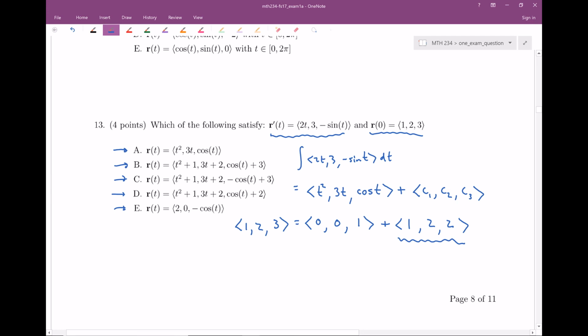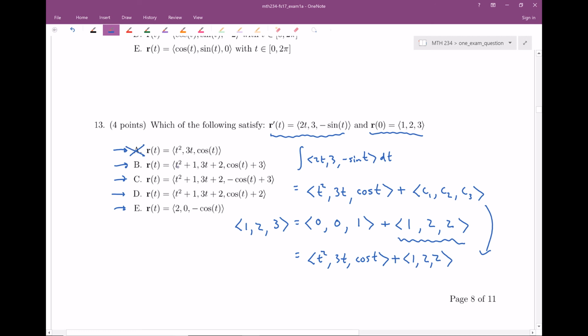All right. So if I plug these in, I would have t squared, comma 3t, comma cosine of t, plus 1, 2, 2. And let's see which of my answers looks like that. So here I have t squared plus 3t plus cosine of t, but I don't have the 1, 2, 2, so that doesn't look right.